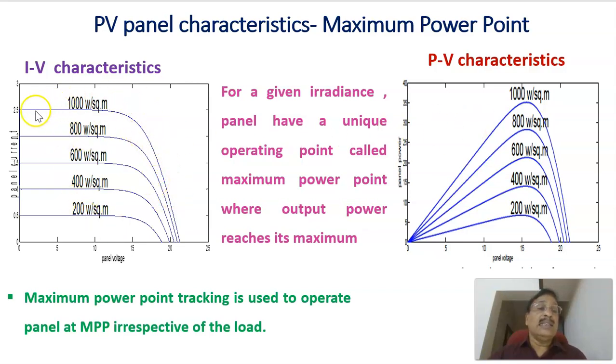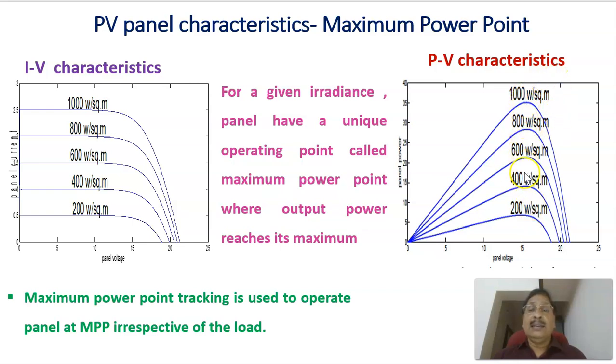Now, if you calculate the instantaneous power by multiplying the voltage and current, you can plot the PV characteristics, that is voltage versus power. For example, corresponding to 1000 watts per square meter, if you take the product of voltage and current, the power changes linearly, reaches a maximum value, and then goes down like this. Therefore, this is the PV characteristic corresponding to the IV characteristics of 1000 watts per square meter. As the irradiance reduces, say to 800 watts per square meter, if you calculate the power again, it goes below that of 1000 watts per square meter.